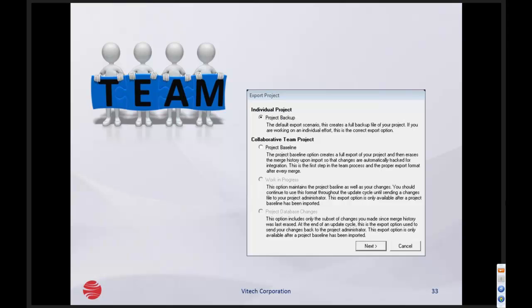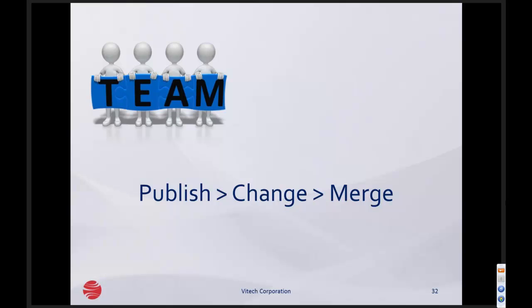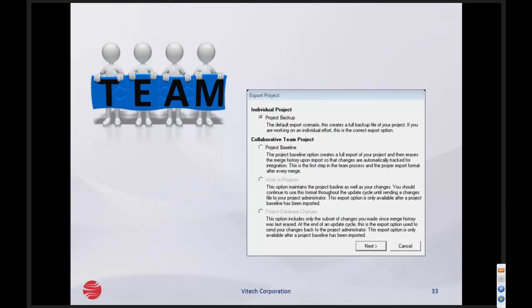This is going to export only the changes you made since you received the baseline. So then the team manager gets all of these change files back, imports them into the project, and starts back at the beginning of the cycle, exporting a project baseline and sending it to the team, and they'll work from there. So it's creating this cycle. On the previous slide, I showed publish, change, merge. I really should have done this in a circle and shown that this was a cycle, so that you can utilize this set to do that.